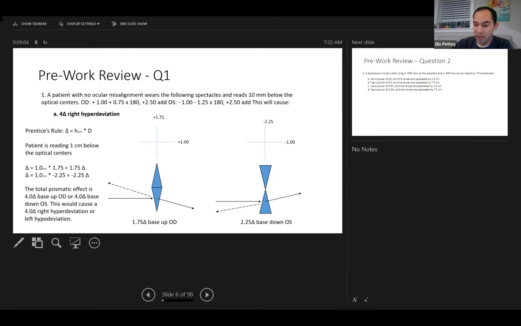So you have basically plus 4.25 in the right eye, and then you have plus a quarter in the left. 4.25 minus 0.25 still comes out to be 4 diopters. And then you're 1 centimeter below. So even though that left eye would technically be base up, you have much less base up in the left eye than you do in the right, and the difference still ends up being 4 diopters. Does that make sense?